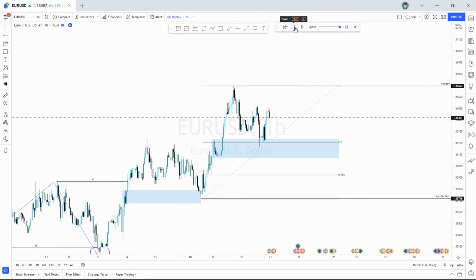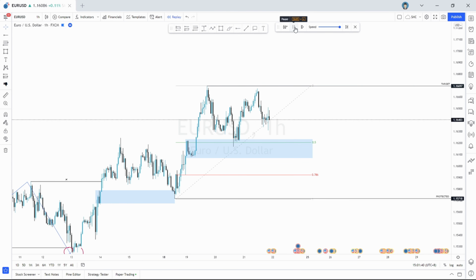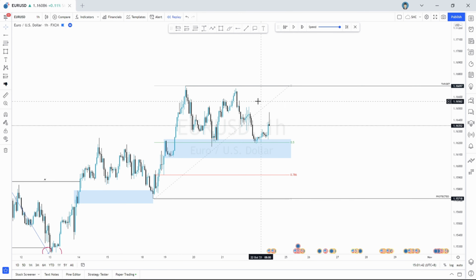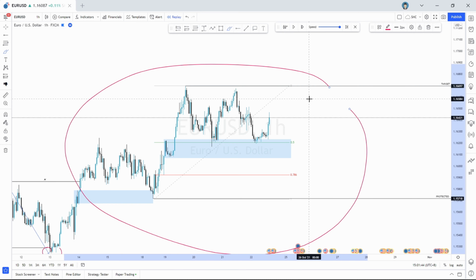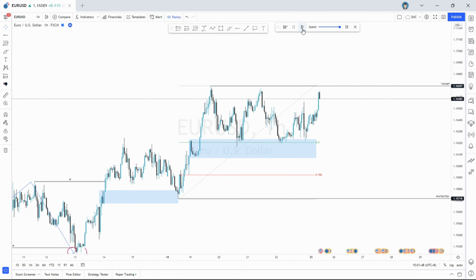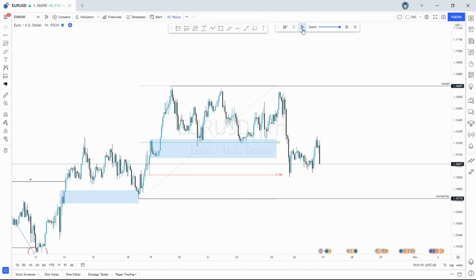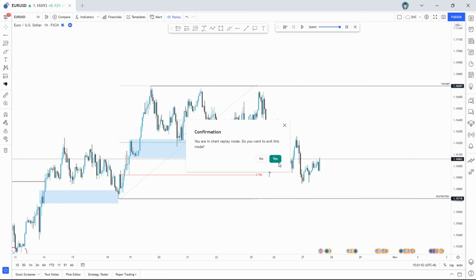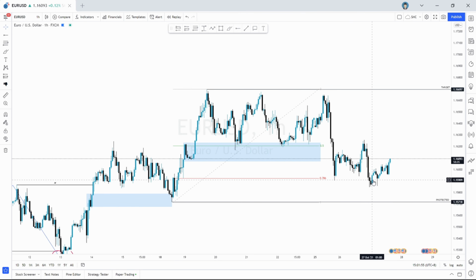Price tapped into it. Then currently we're at this point. So again, this is the same idea with the target and the protected zones. As you can see, let's just play price. I believe price is now below. So currently at this moment, we are still here.